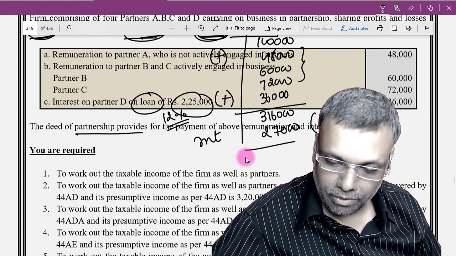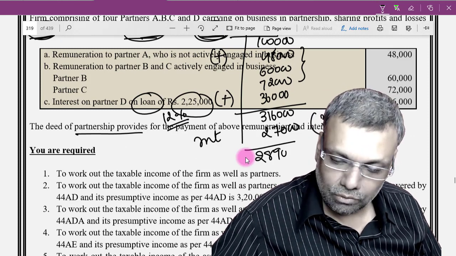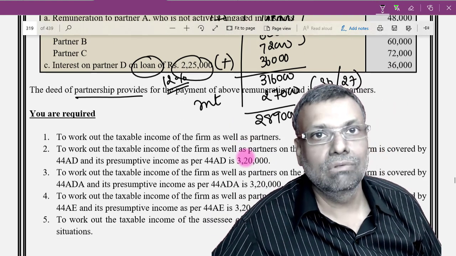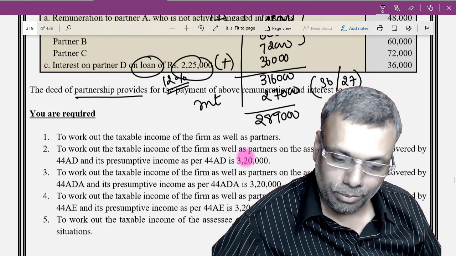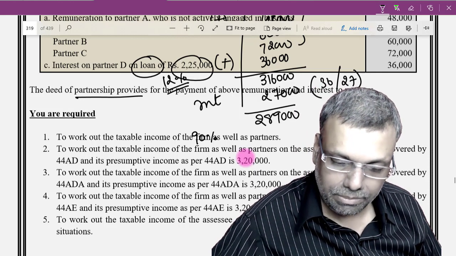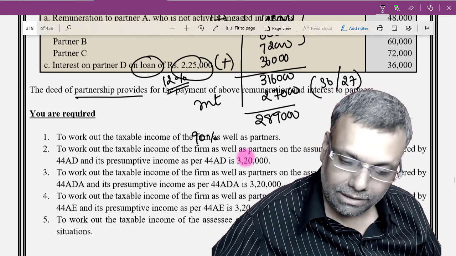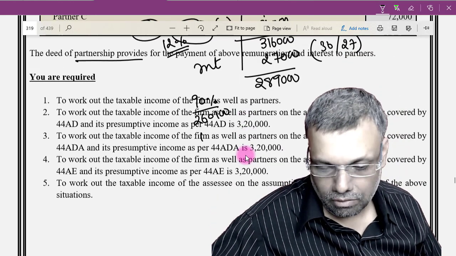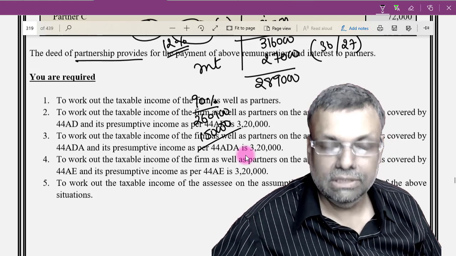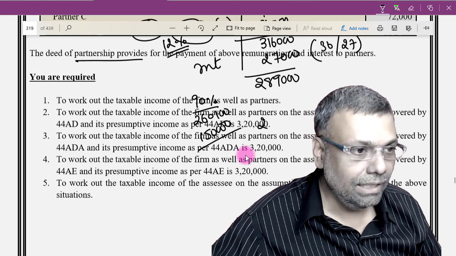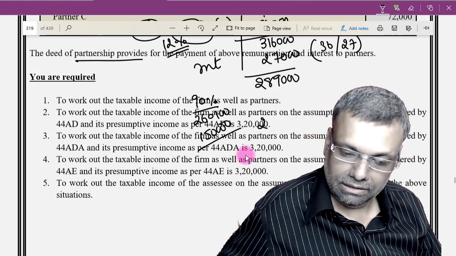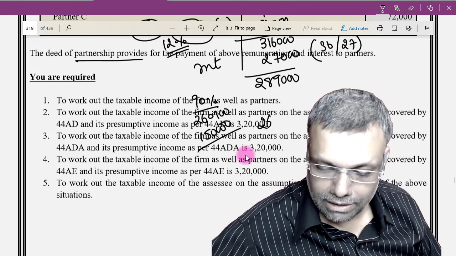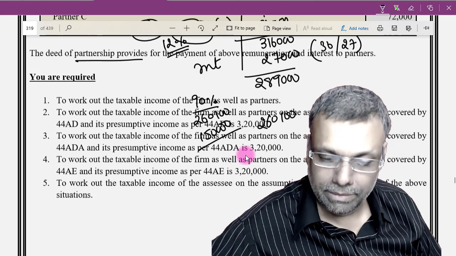Thereafter I will get the book profits, that is 2,89,000. On the book profits up to rupees 3 lakhs, it is 90% or 1,50,000, whichever is more. I'm not crossing the 3 lakh rupees, so straight away 90% is going to be 2,60,100, or 1,50,000, whichever is more. So 2,60,100 is going to be the limit.